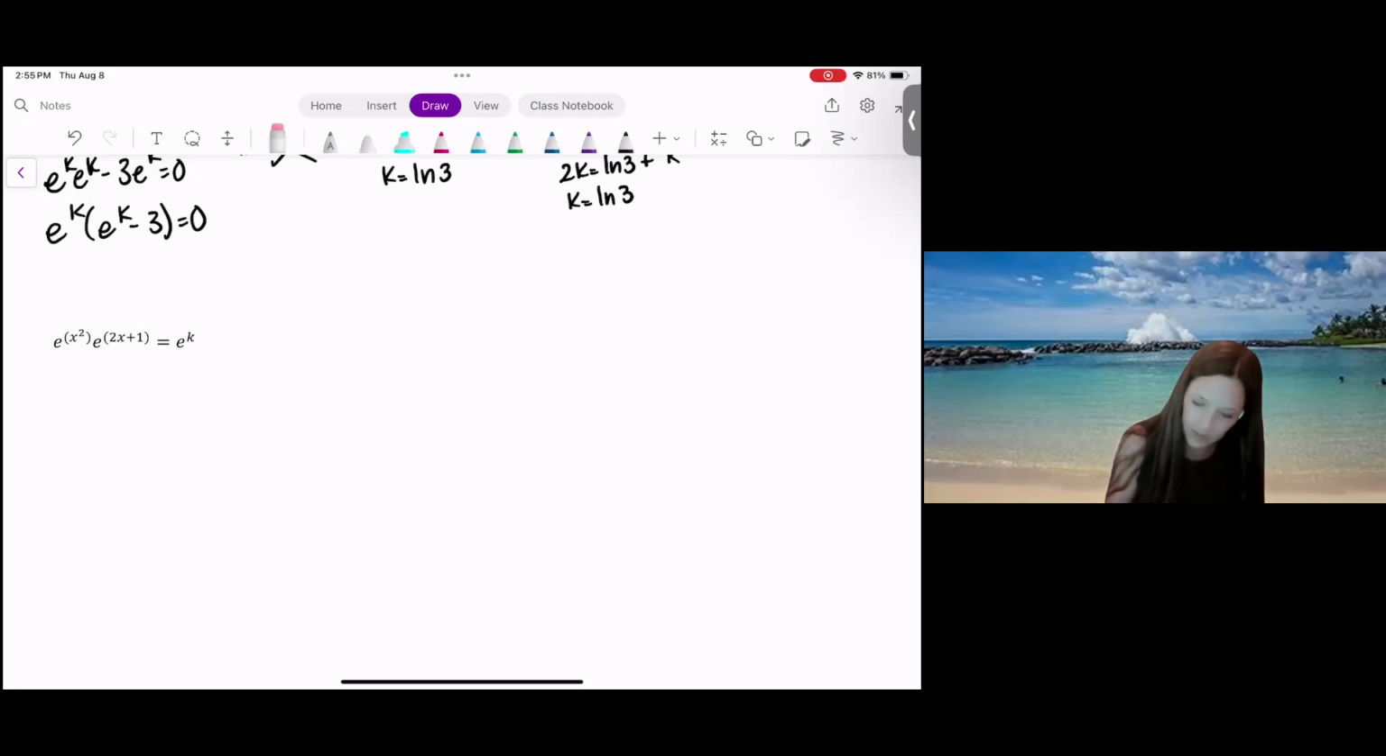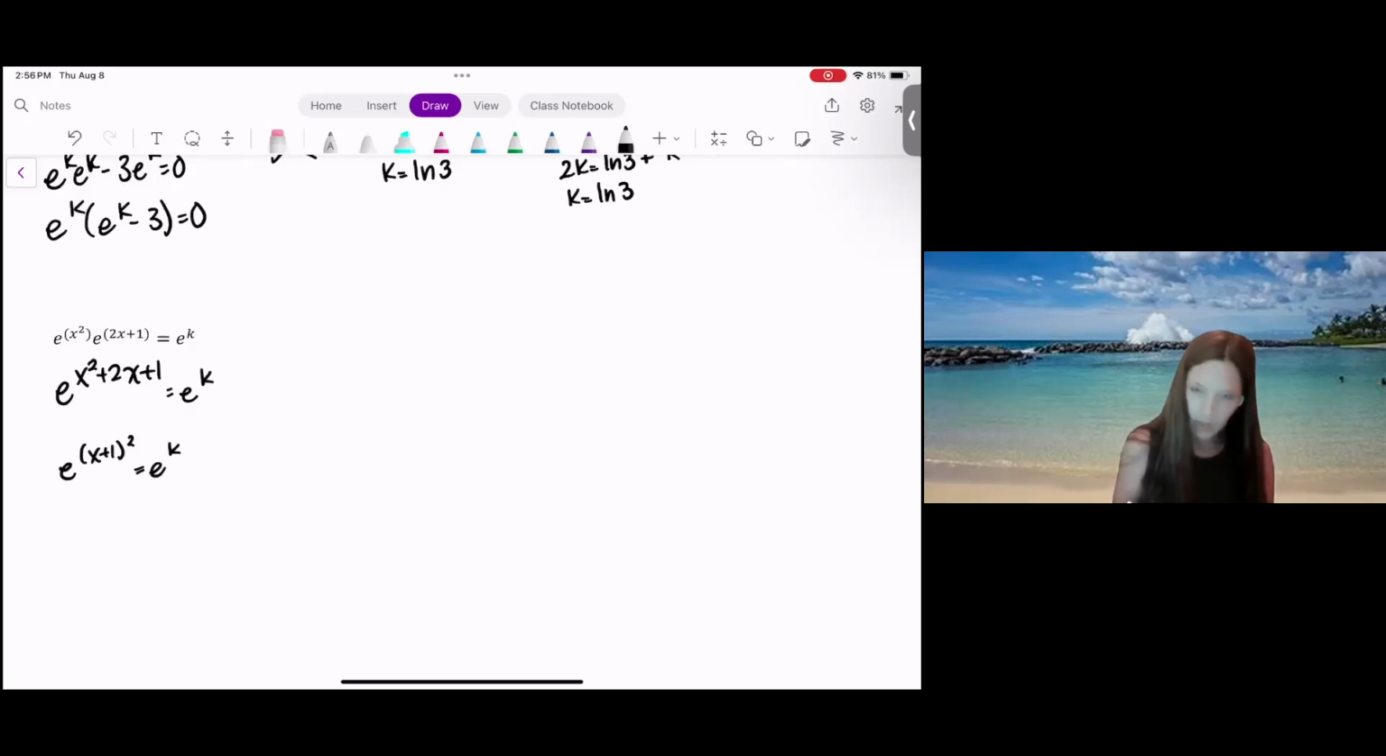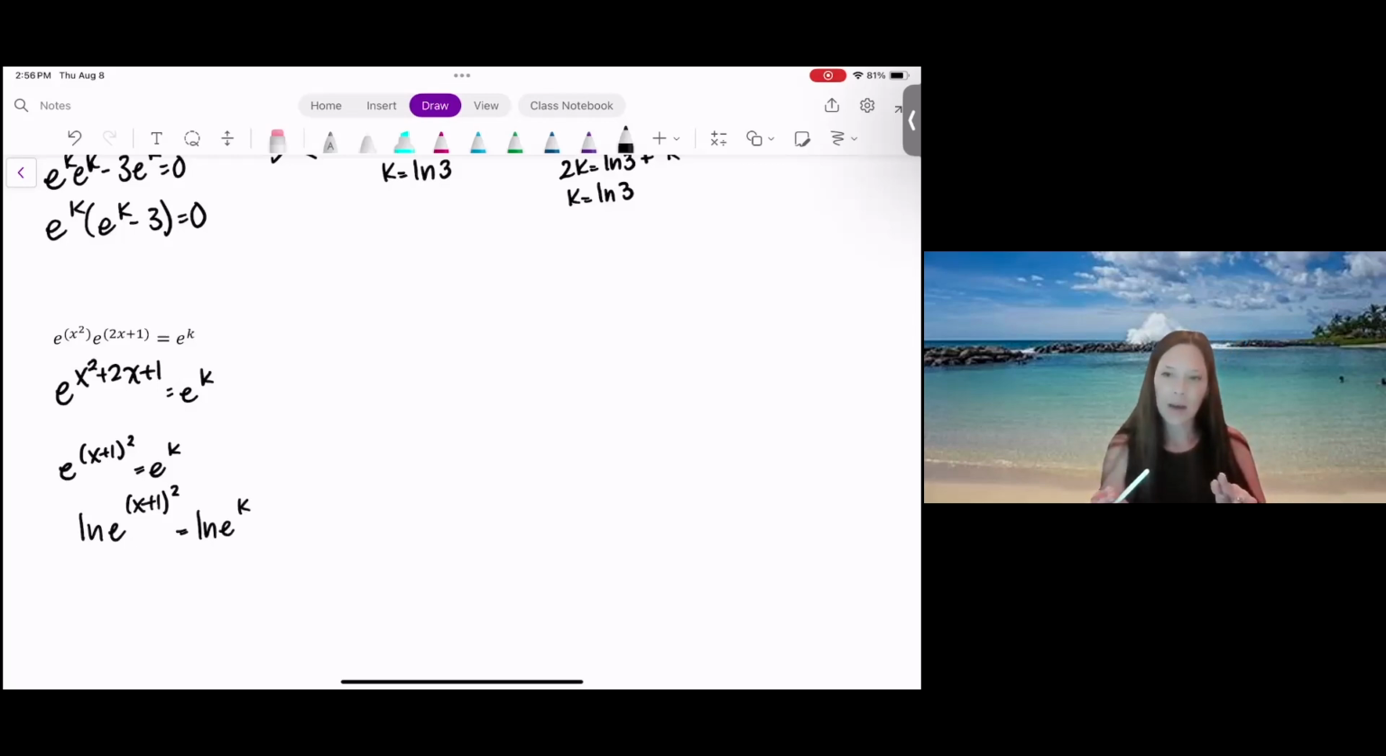That's going to give me e to the x squared plus 2x plus 1 equals e to the k. That's a perfect square trinomial. I could actually rewrite that as e to the x plus 1 squared if you were to factor that. Taking the natural log, I get the natural log of e to the x plus 1 squared equals the natural log of e to the k. Both of those pieces actually come out of the exponents, which means that x plus 1 squared equals k. And that is my final answer.